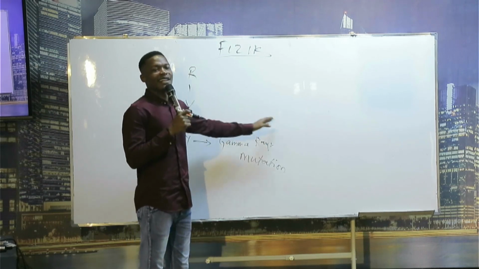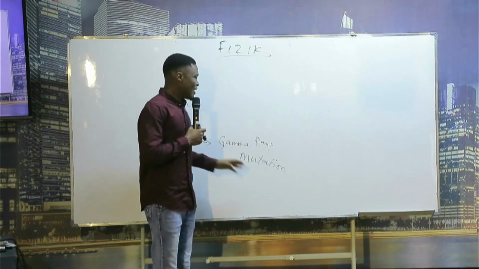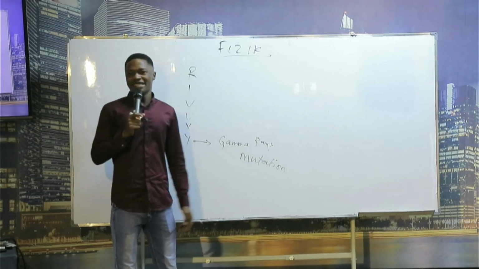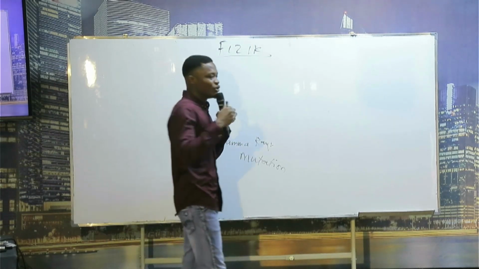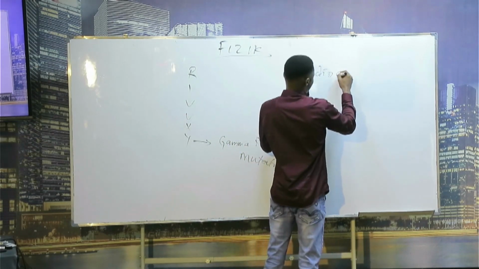So gamma rays are the most dangerous because they cause mutation. And where can we find gamma rays? In fact, gamma rays are produced during a process known as radioactivity. Have you done that before? Yes.